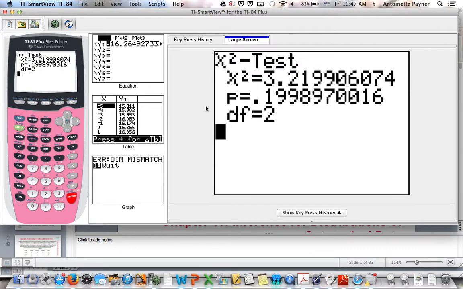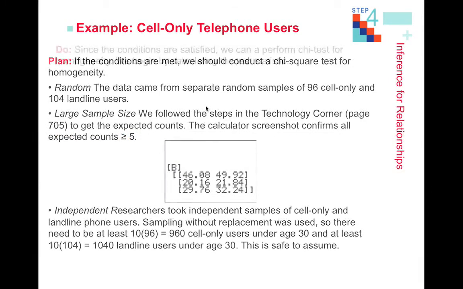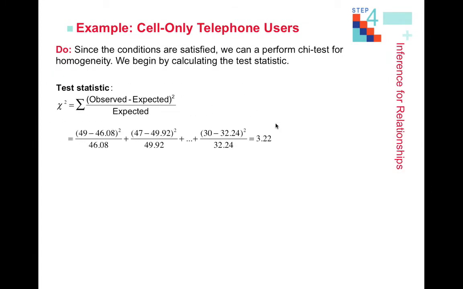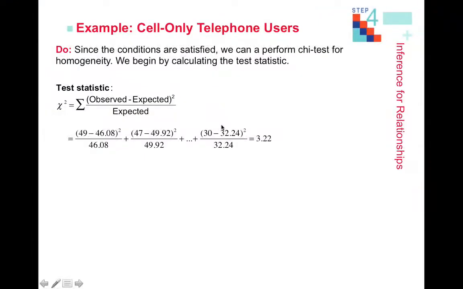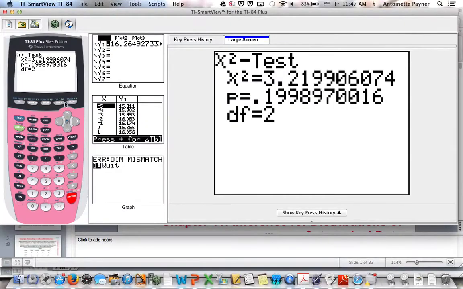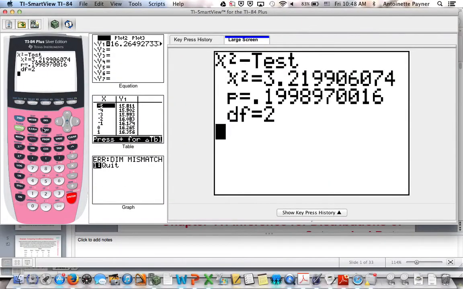Now if you remember from class, you kind of have to go backwards a little bit here. So if I wanted to write out, maybe I would just jot down somewhere, there's the test statistic, so that 3.22. The p-value is 0.19989. So again, they're just rounding that up to 0.2. And the degrees of freedom are 2. So I'd probably make note of that somewhere.